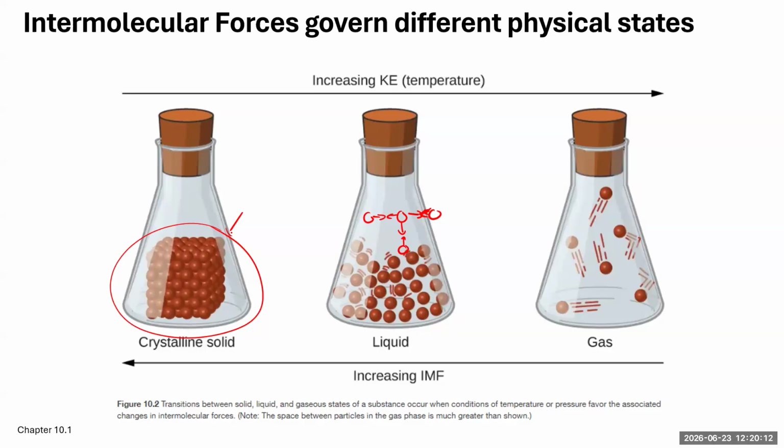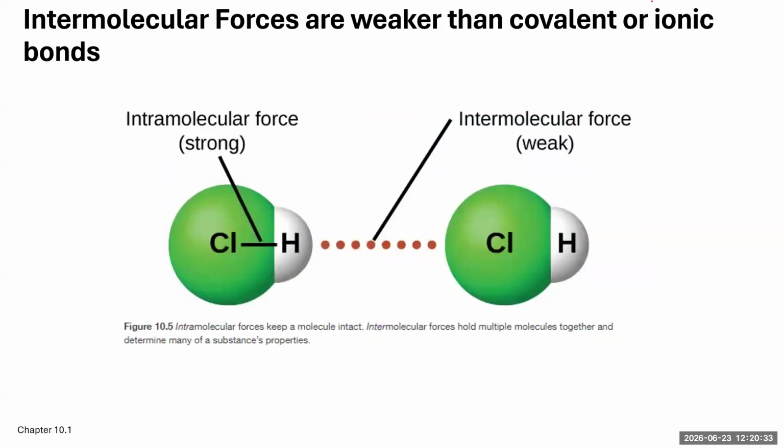But again, if there are no intermolecular forces, there's nothing to keep that thing together. It's like building furniture from IKEA, right? You need the screws and bolts to hold things together, or else the whole thing falls apart. Same with these solids and liquids, right? So again, intermolecular forces govern different physical states. These intermolecular forces are weaker than the bonds that we learned about, right? They're weaker than covalent or ionic bonds.